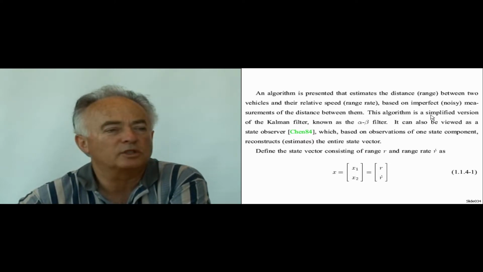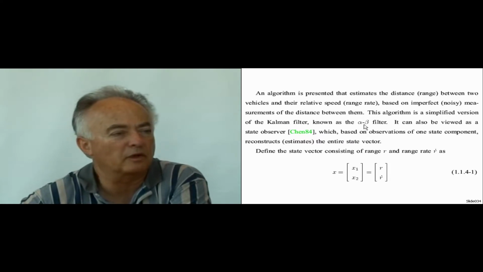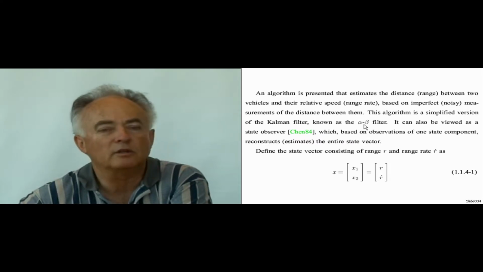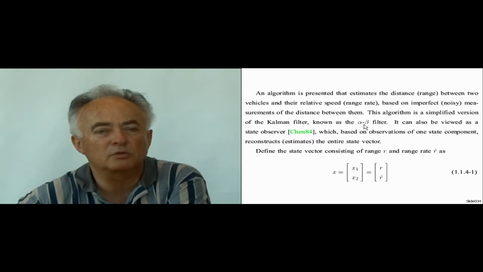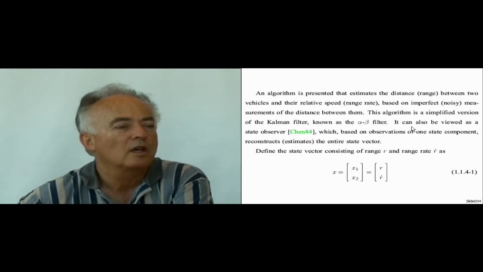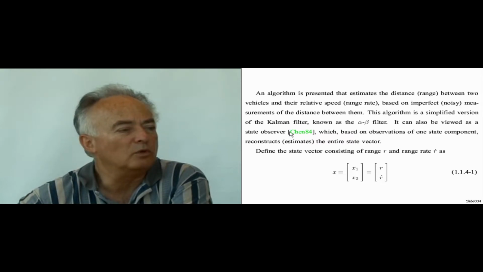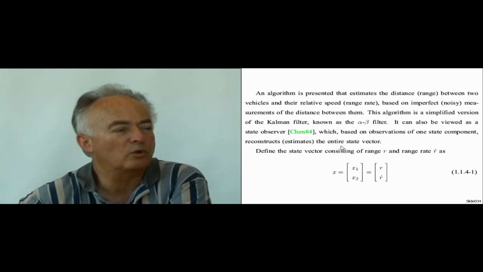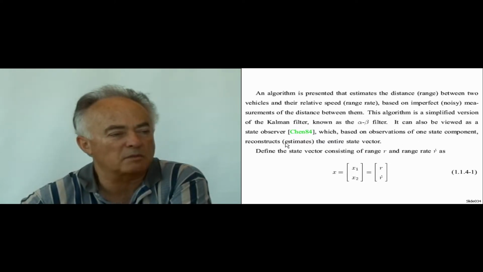This algorithm is really a simplified version of the Kalman filter. It is the so-called alpha-beta filter, which we'll see now. And at a later time in the course, we are going to provide the derivation of how the alpha-beta filter is really a particular case of a Kalman filter. It can also be viewed as a state observer, which, based on observations of one state component, will reconstruct, will estimate the entire state vector.